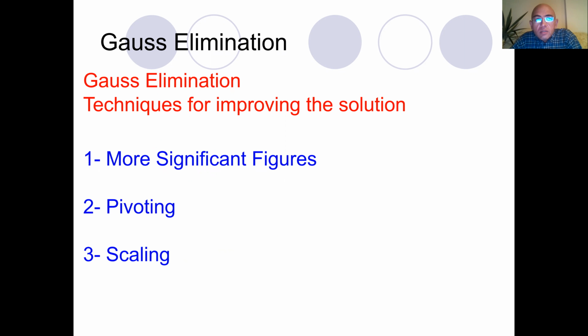Okay, how can we improve the Gauss elimination for the pitfalls that we have talked about? You can use more significant figures. This is one approach, but in many cases we are limited by the computers that we use. The second thing is called pivoting. I will talk about it. And the third one is scaling.